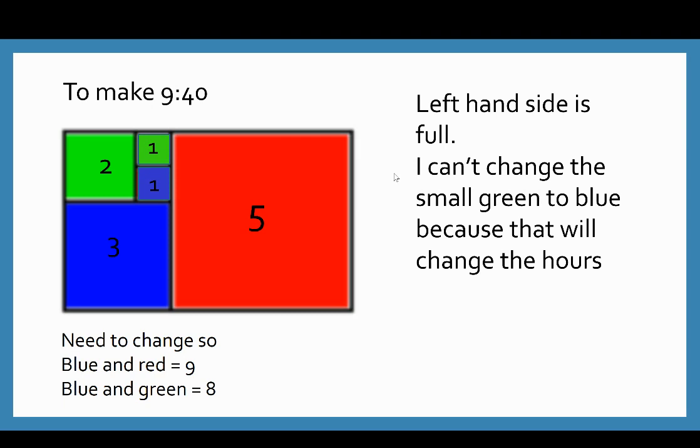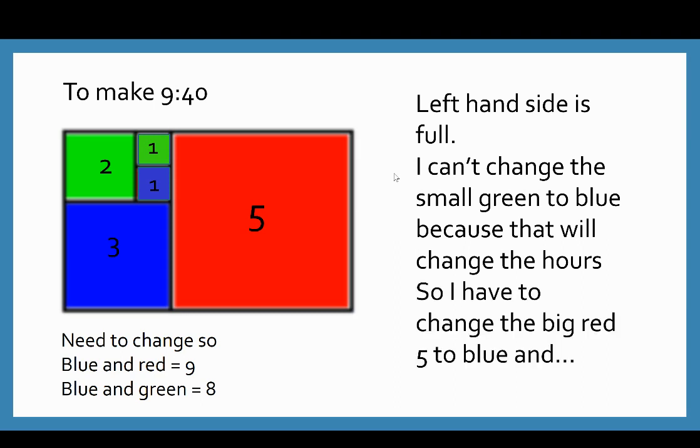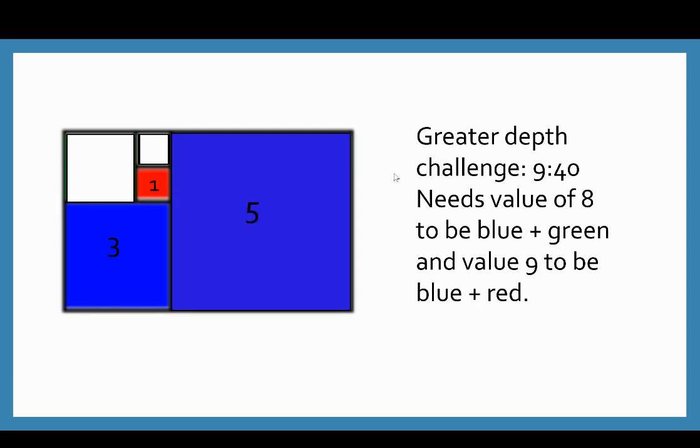So that's no good. So I'm going to have to change the big red 5 to blue, but then I'll have too many minutes. So then if I did that, if I just change the big red 5 to blue, it will still be 9, but it'll be 9:60, which is no good. So I need to get rid of some of the greens so that I've just got 5. Because I'm at 9:40, I just need a value of 8.